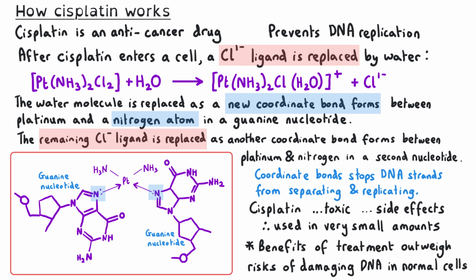You need to be aware that cisplatin is toxic, and it can cause side effects because it enters both healthy and cancerous cells. However, cancer cells absorb more cisplatin due to their higher blood supply, making them more affected. Additionally, we only use cisplatin in very small amounts to try to limit its negative effects. And so despite the risks, the benefits of treatment far outweigh them.